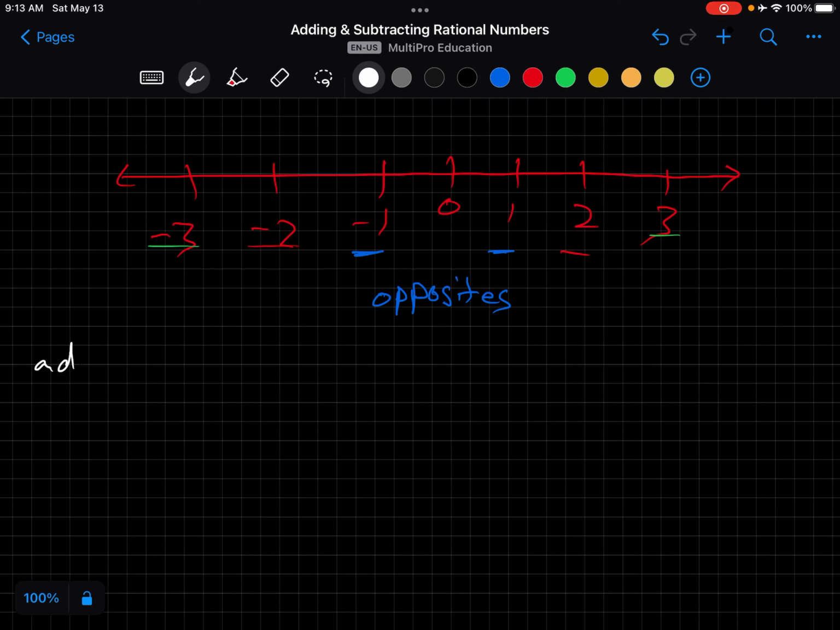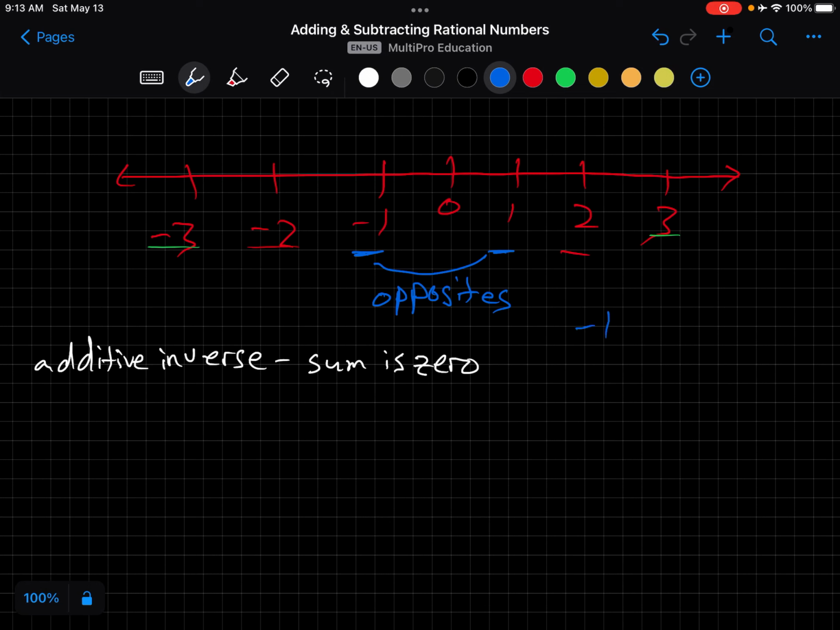So what happens when you add these together? Well, these are called additive inverses. When you add them together, an additive inverse happens when the sum is 0.